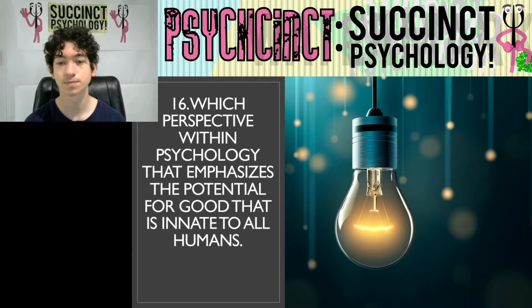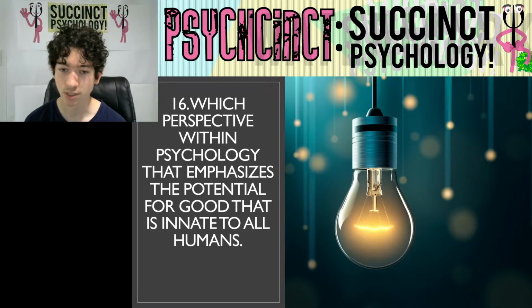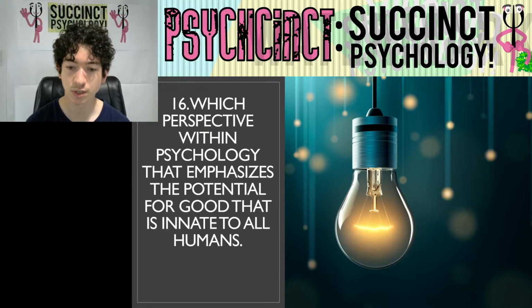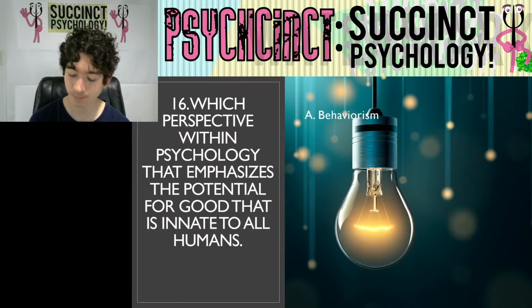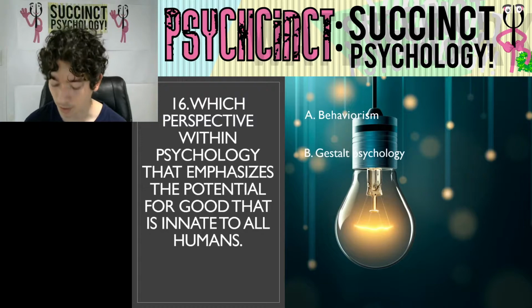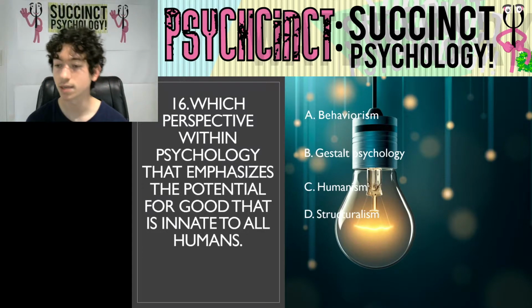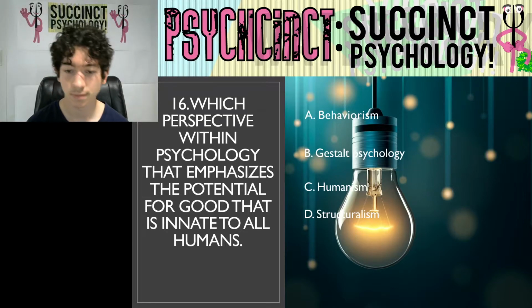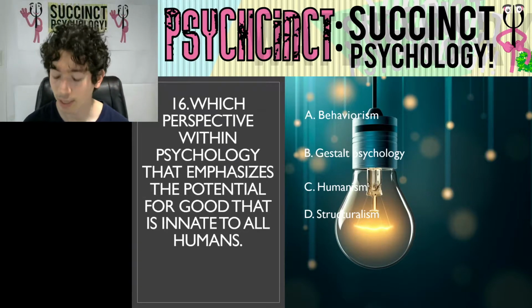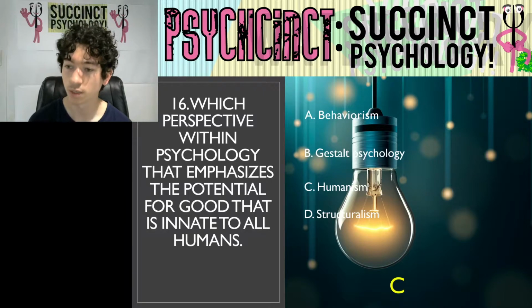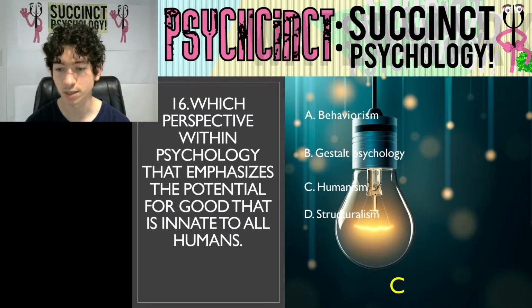Now on to 16. Which perspective within psychology emphasizes the potential for good that is innate to all humans? Was it A, behaviorism, B, Gestalt psychology, C, humanism, or D, structuralism? And if you studied, you know that it is C, humanism, which has to do with unconditional positive regard.